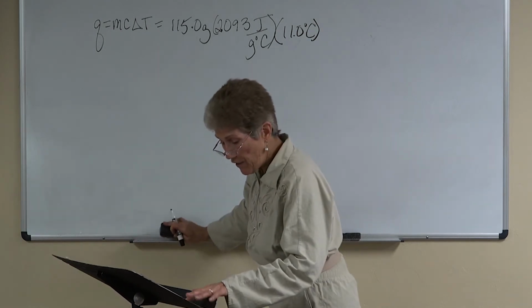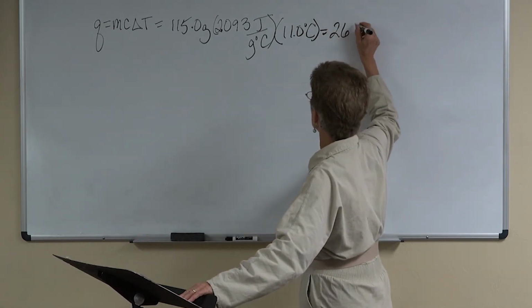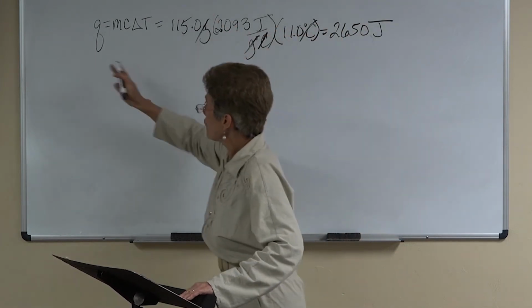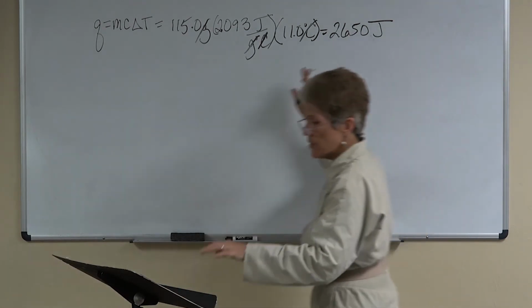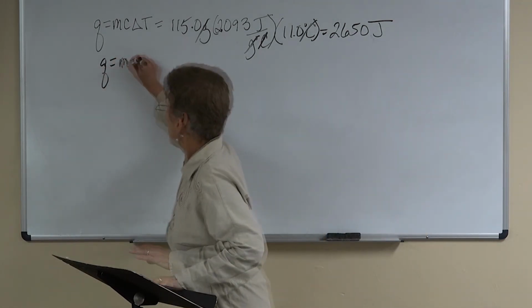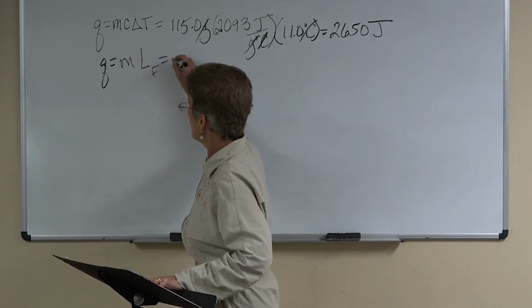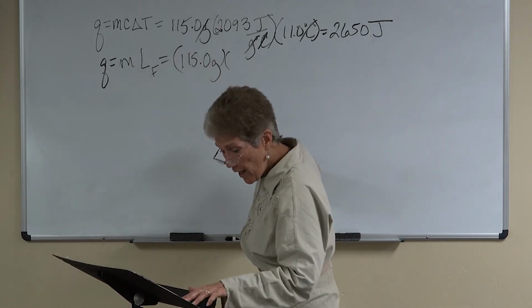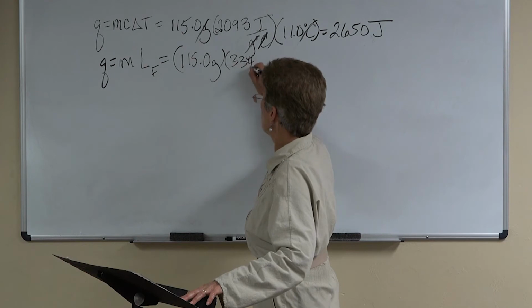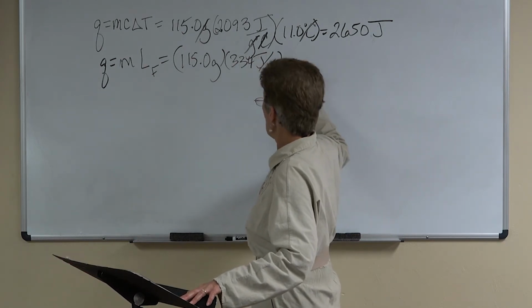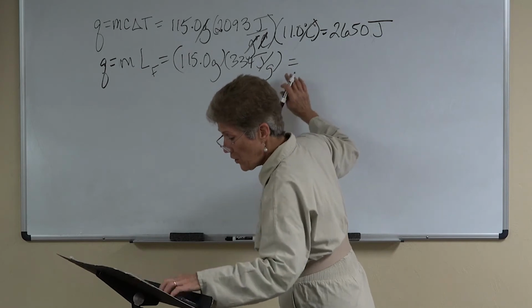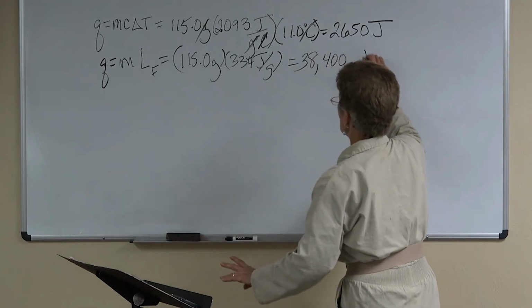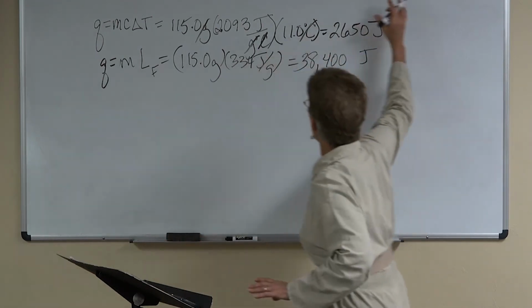Okay, that's our first step. Please notice we have 3 significant figures. That first step gives us 2650 joules. There. First step, so we brought the ice cube up to 0 degrees. Now we're going to melt the ice cube, m L for freezing. Okay, so the mass of our water is 115 grams, and then we're given L_F as 334 joules per gram. We have 3 significant figures in both places, so that is going to give us 38,400 joules.